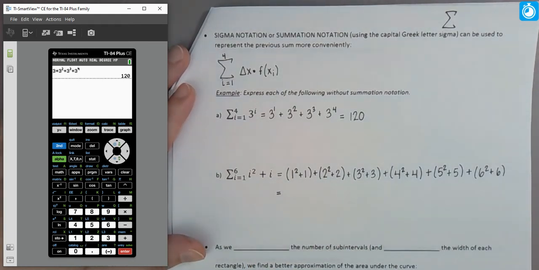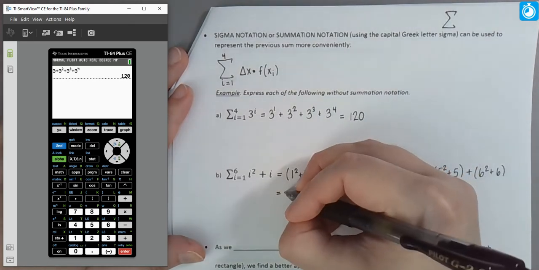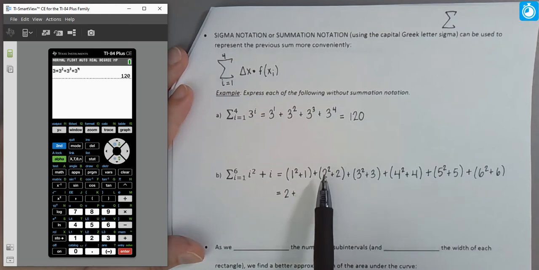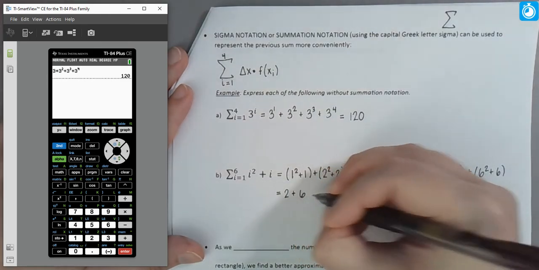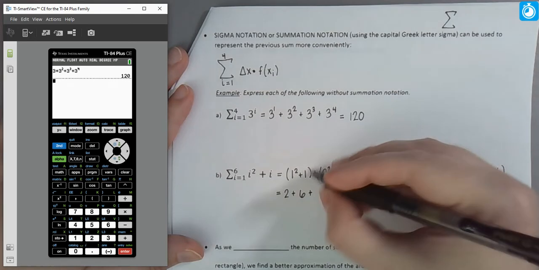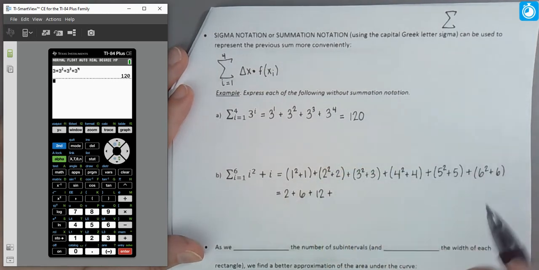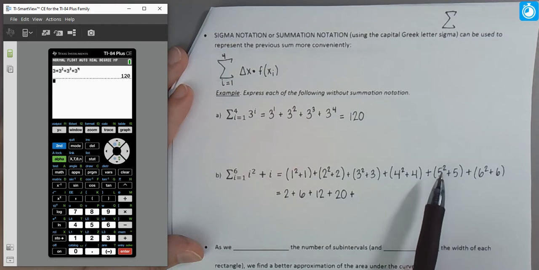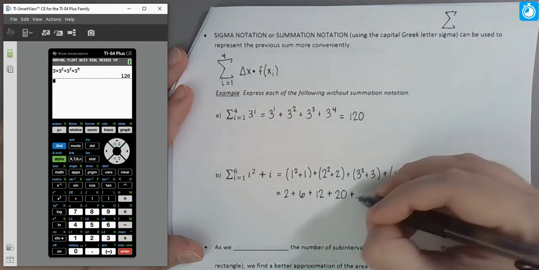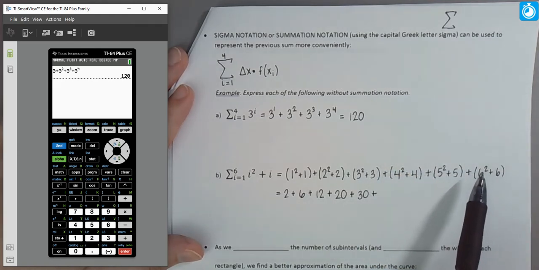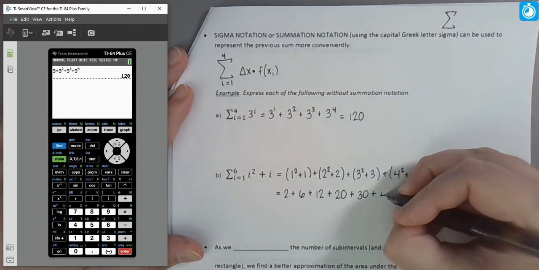So 1 squared plus 1. Well, 1 squared is 1. 1 plus 1 is 2. Okay, 2 squared is going to be 4. 4 plus 2 is going to be 6. 3 squared is going to be 9. 9 plus 3 is going to be 12. 4 squared is 16. 16 plus 4 is 20. 5 squared is 25. 25 plus 5 is 30. And then 6 squared is 36. 36 plus 6 is going to be 42.